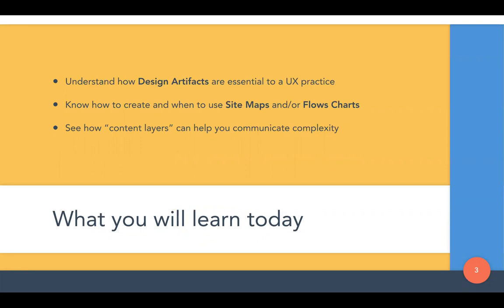And what I want you to get out of this is how to know when to use a sitemap or a user flow and the difference between each of them. And we're going to talk about something very specific, which is the idea of content layers, which you can use to look at complexity and break it up into certain segments so that you can understand where something might be more complex and where you don't have to use things that are more complex. And we'll show how that fits within each of the sitemaps and the flowcharts.